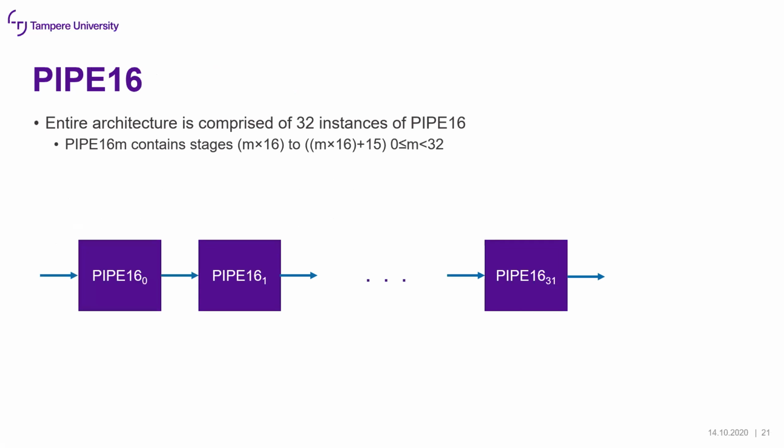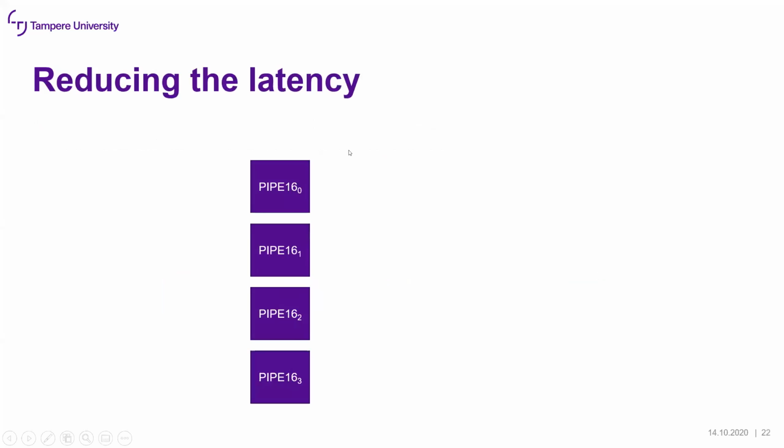Then these building blocks, or the packet processing stages, together form larger units that we call pipe 16. The entire architecture is comprised of 32 instances of pipe 16, but it is important to note that not all 16 blocks can form a pipe 16. There are some constraints, as you can see here. The reason for this is to have some means to reduce the latency, because we have a pipeline of 512 stages. So it takes 512 cycles until the packet traverses the pipeline.